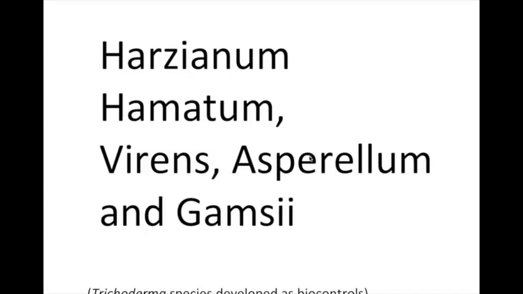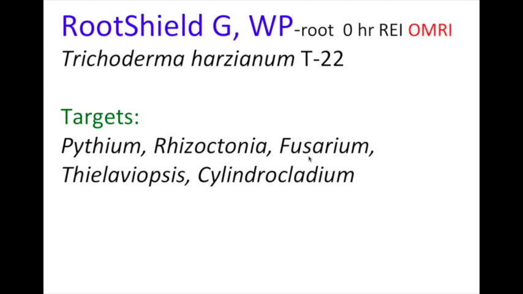There are particular tools available for biocontrol in greenhouses. We have, and this looks like a law firm, harzianum, hamatum, virens, asperellum, and gamsii. These are the Trichoderma species that can be used. We also have here the best known of the biocontrol agents. RootShield is used as a common drench to protect plants against various fungi in the soil, things like Pythium, Rhizoc, Fusarium, Phalaenopsis, and Cylindrocladium.